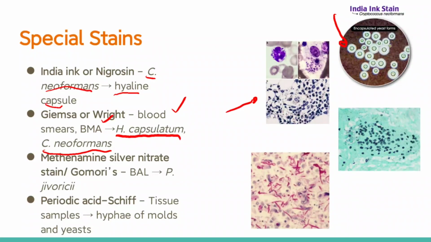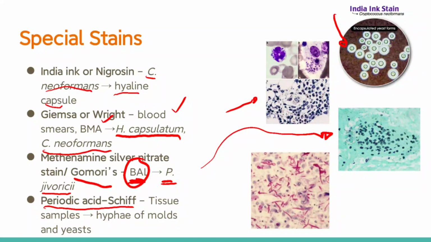Okay, next we have the Gomori or yung methenamine silver nitrate stain. Para saan yan? Para sa bronchoalveolar lavage. Pag nakita nyo na yung bronchoalveolar lavage, malamang ang dinedetect natin is si Pneumocystis jirovecii. Okay? So, ito siya. Ano yung itsura niya is like mukha siyang amoeba, no? Next, we have the periodic acid Schiff. So, PAS, pag nakita nyo na yan, periodic acid Schiff, isipin nyo na agad histopath. So, pag histopath, mga tissue samples. Okay? So, ganun lang kasimple.